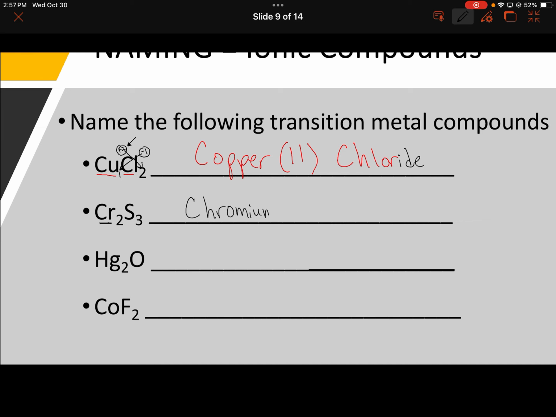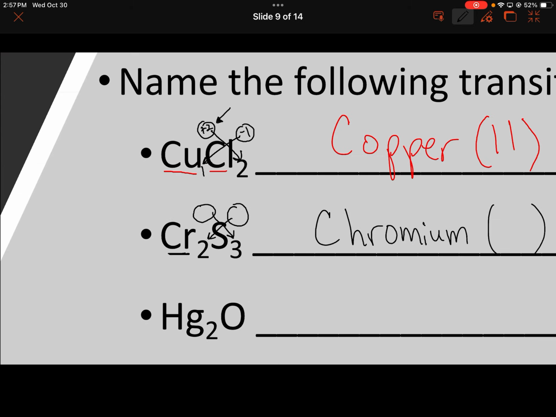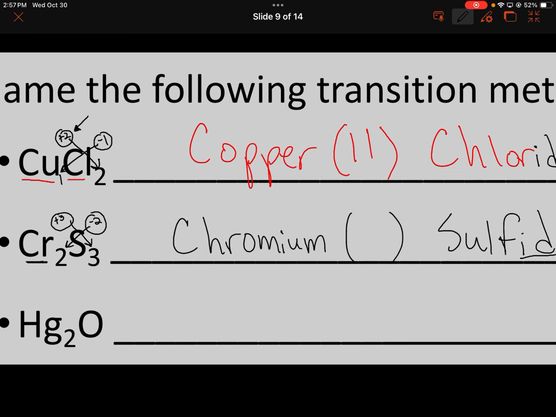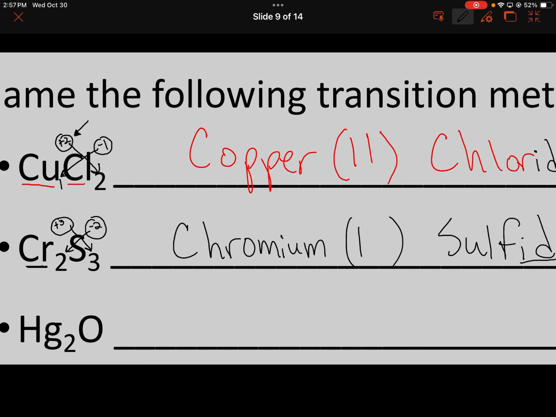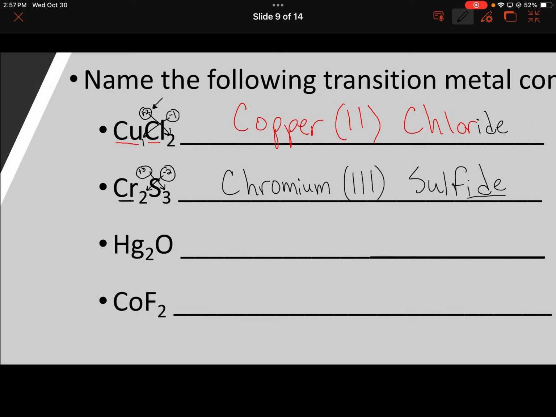Chromium, another transition metal. I'll put the parentheses there. We'll figure that out in a minute. Sulfur becomes sulfide. There's that ending change. But now, what number do I put in those parentheses? Well, again, remember we crisscrossed. In order to make that crisscross, that had to be a +3 for chromium and a -2 for sulfur. So I come over here, and since chromium is a +3, 1, 2, 3, I'm using chromium 3.